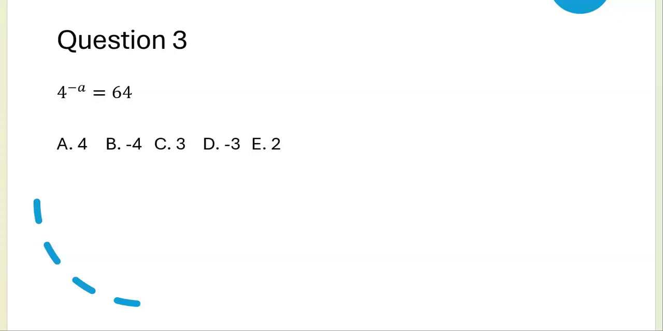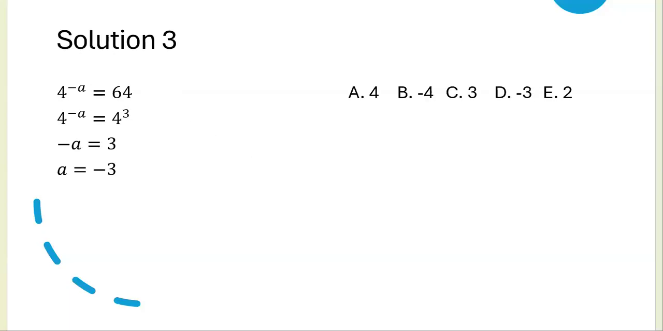Okay, what about this one? 4 to the negative a equals 64. What is a equal to? I guess that's what the question was asking. Okay, well, 4 cubed is 64. So 4 to the negative of negative 3 will be 64.